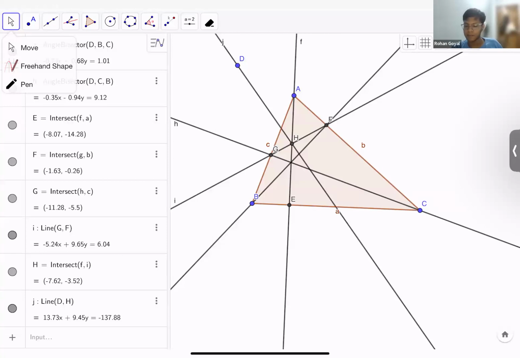So now let the angle bisectors also intersect the other sides at F and G. Then FG intersects the altitude at H. Prove that DH passes through a fixed point.